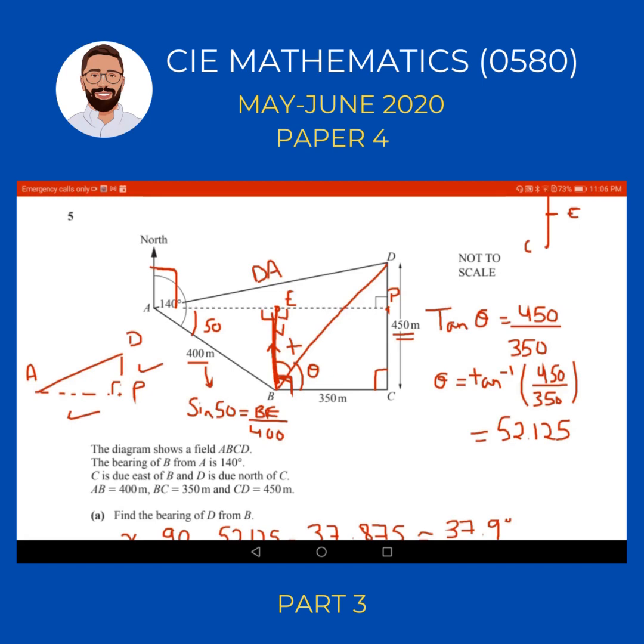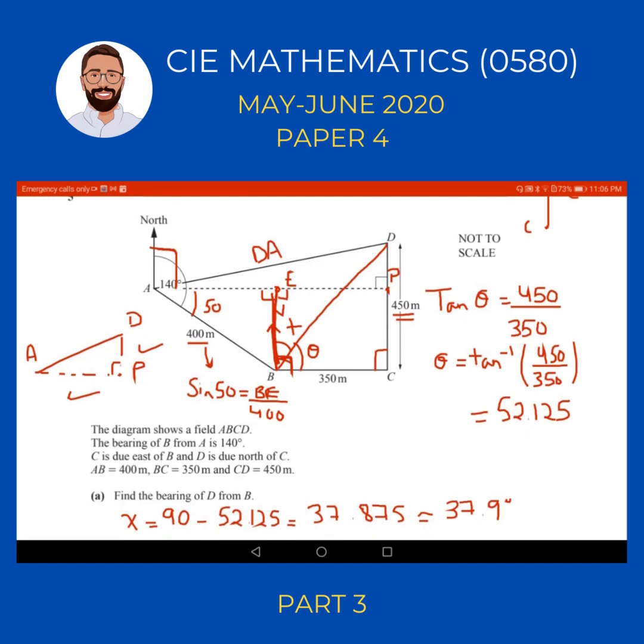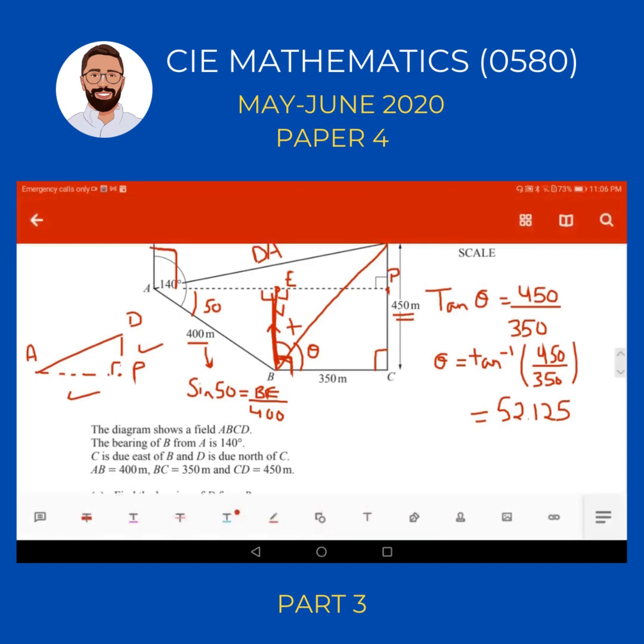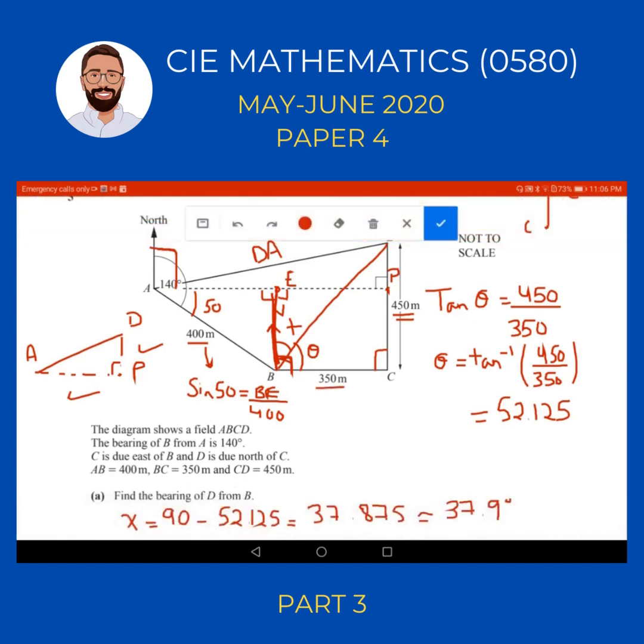So sine 50 is the opposite, which is BE, over the hypotenuse, which is 400. So I cross multiply to find BE. Now, can I find AP? Of course, yes, because part of AP is 350 meters. So I need to find AE, this line AE, and add it to 350 meters to get the full length AP.